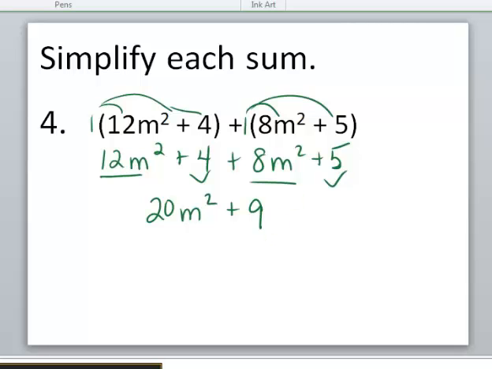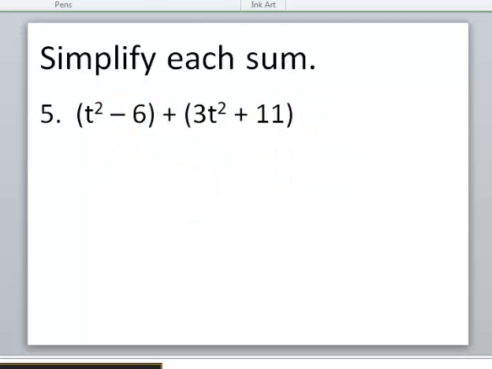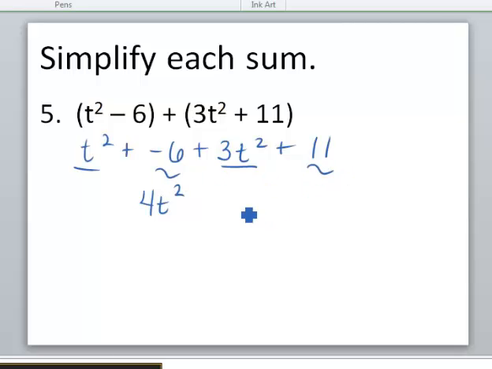My next problem, again, I'm adding like terms. So again, there's those 1s there. I'm not going to show you that. We know that the 1 is not going to change anything. So really, the parentheses are unnecessary. So when I add my like terms together, I have 1 plus 3, which is 4t squared. And then I have negative 6 plus 11, which is 5. So I end up with 4t squared plus 5.